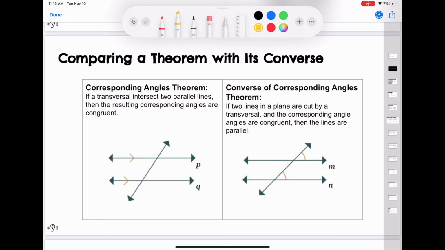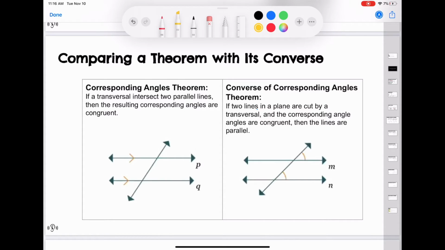Well, as we identified, we had the corresponding angles theorem, and here we see it again. Let us remember that in Unit 3, Lesson 4, the corresponding angles theorem appeared like this: if a transversal intersects two parallel lines, then the resulting corresponding angles are congruent. Our converse, which we just learned, would look like: if two lines in a plane are cut by a transversal and the corresponding angles are congruent, then the lines are parallel.